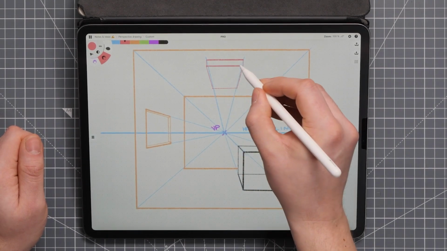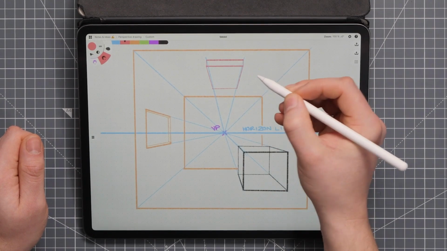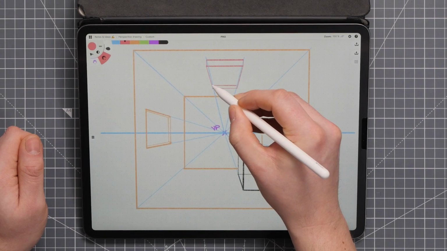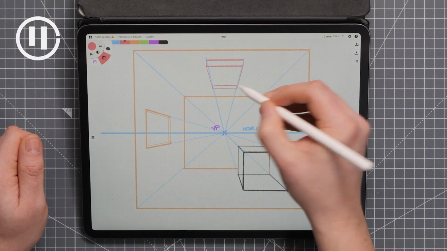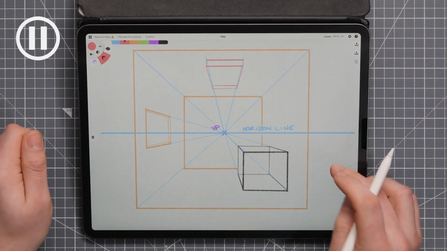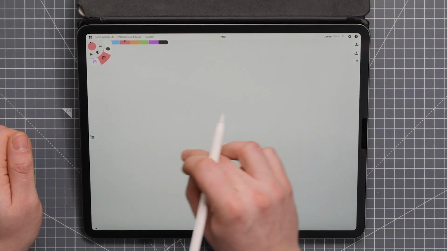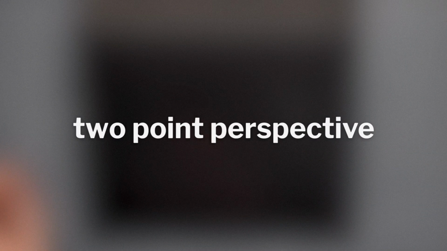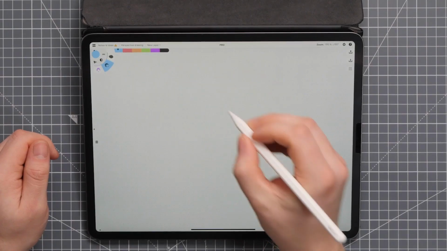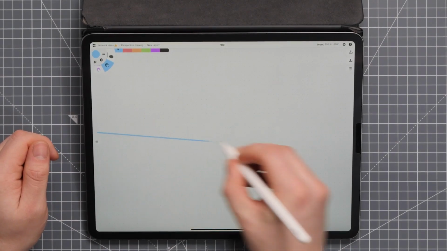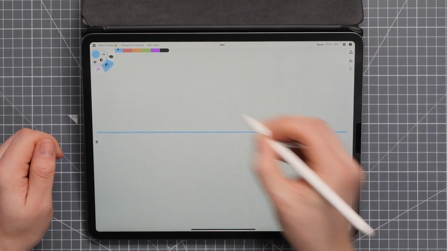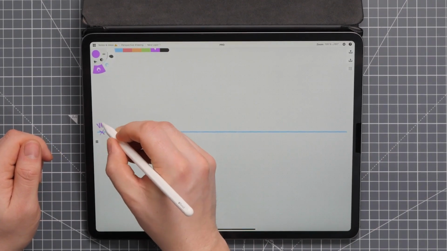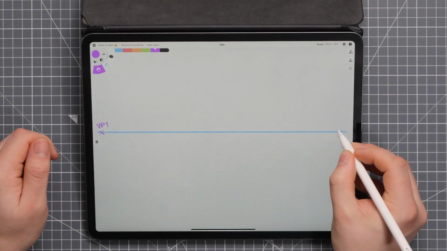While one-point perspective is useful for some scenarios, it can make things appear quite static. Let's move on to two-point perspective, which tends to be used more often in drawings as it makes things appear a bit more dynamic. We begin by drawing a horizon line, and this time we add two vanishing points on it. Vanishing point 1 and vanishing point 2.